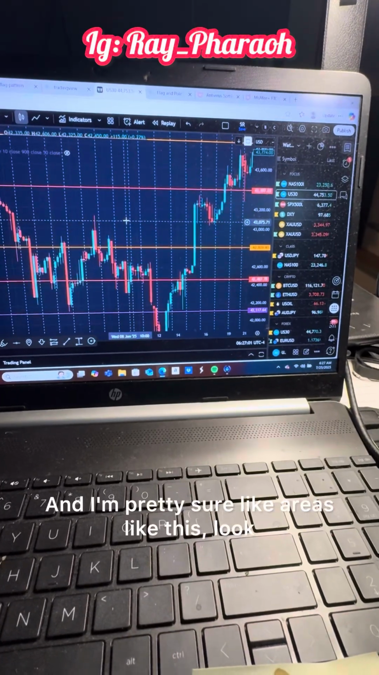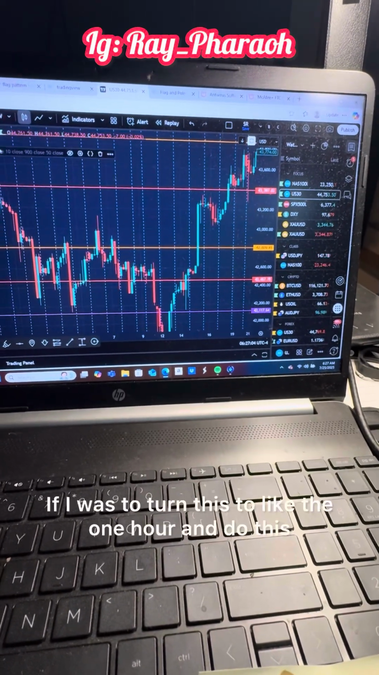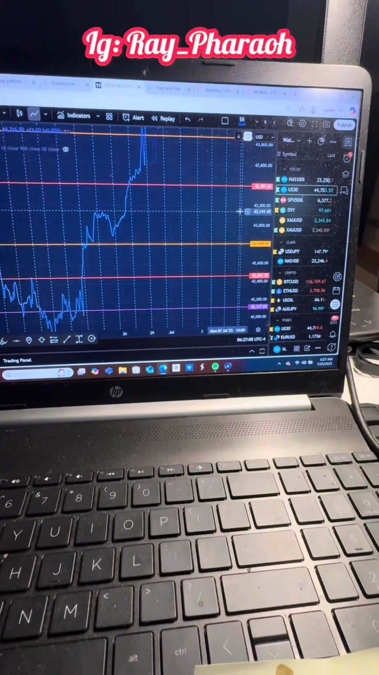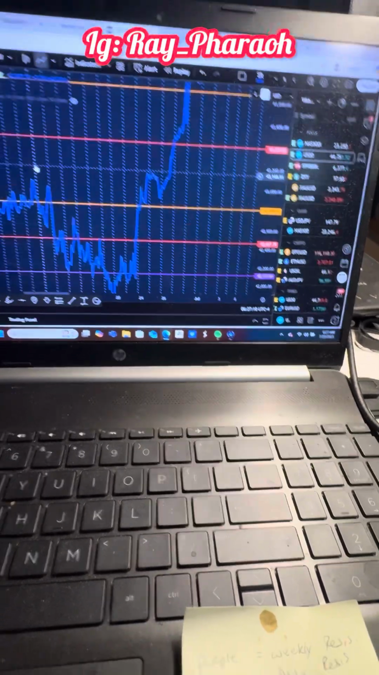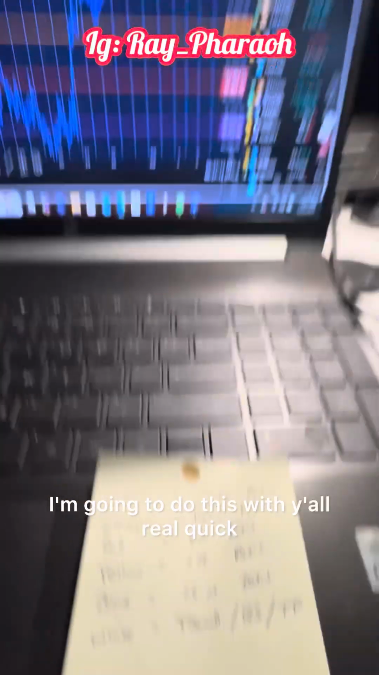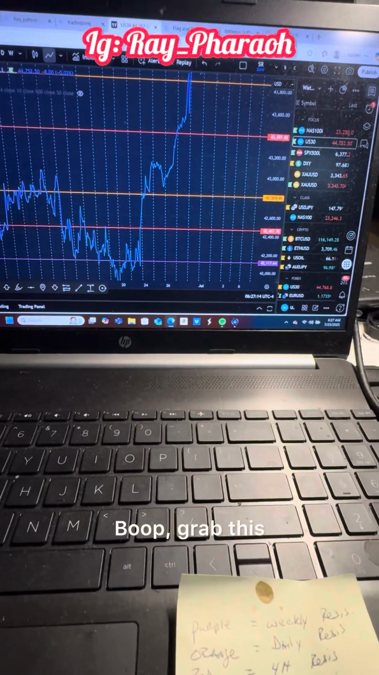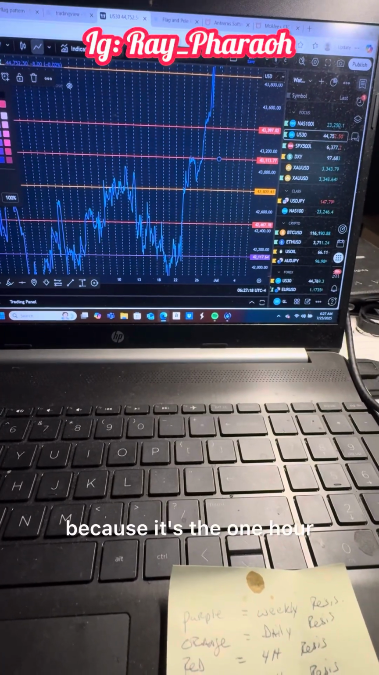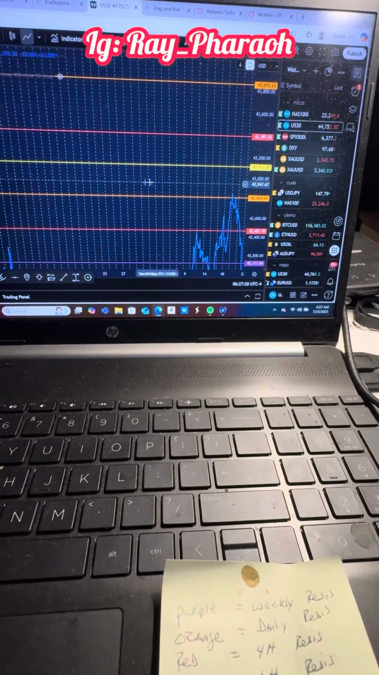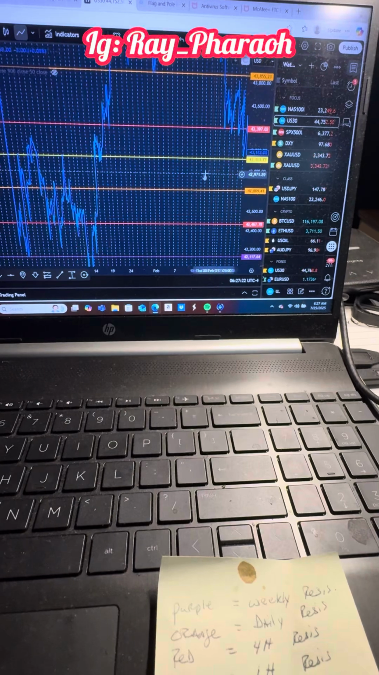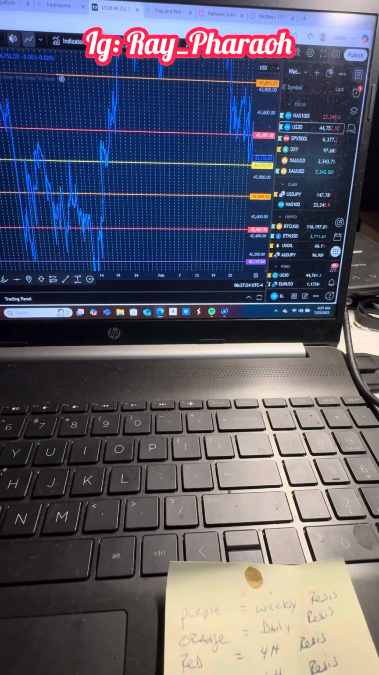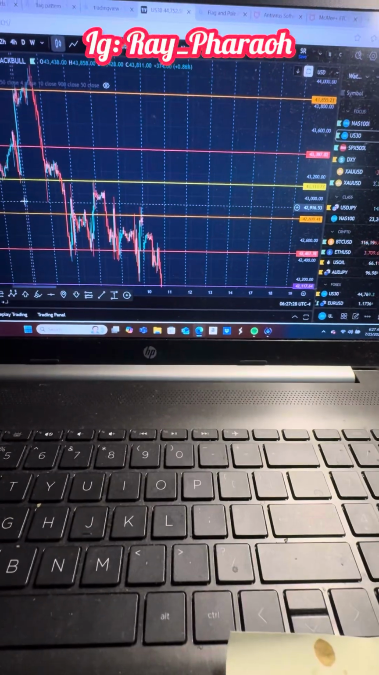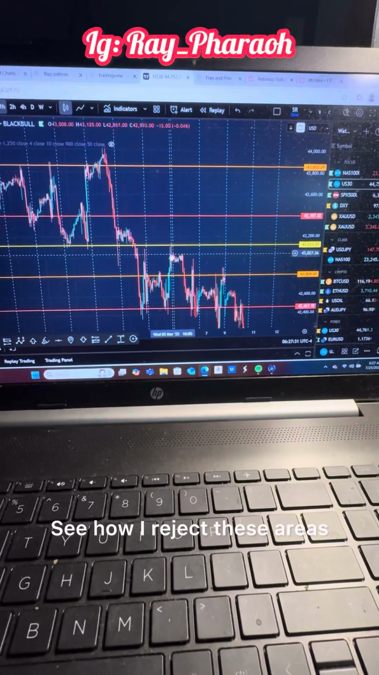And I'm pretty sure areas like this, look, if I was to turn this to the 1 hour and do this, all these areas were 1 hour. I'm gonna do this with y'all real quick just to show y'all. Grab this, let me see how that area rejected. So we change this to yellow because it's the 1 hour. And we just see all these areas of rejection? Turn it back to the candle. You see how I reject these areas?